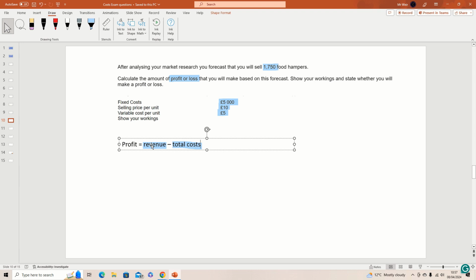First of all, we're going to start with revenue because it's the first one in the formula. So our revenue is our selling price times our number sold. So our revenue is equal to the selling price of 10 times 1750. That's the number sold. So our revenue is 17,500.